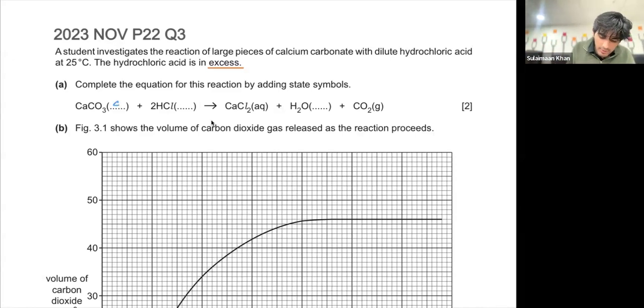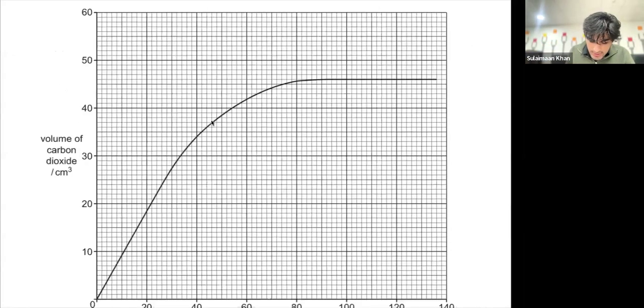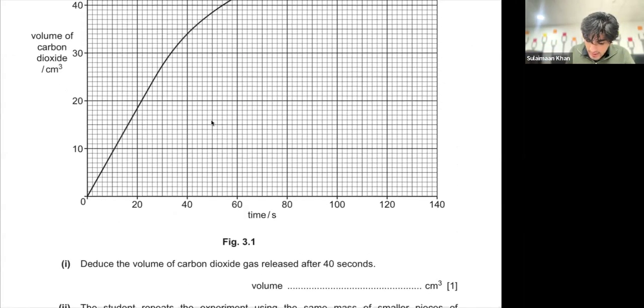Okay, calcium carbonate is solid, this is aqueous, this is liquid, this is gas. Sir, why don't we know this? Because you learned this in acids, bases and salts. He's saying a student investigates the rate of reaction using large pieces of calcium carbonate. So it's large. Now it says read the volume of carbon dioxide released after 40 seconds.